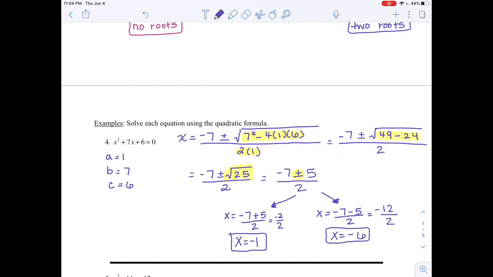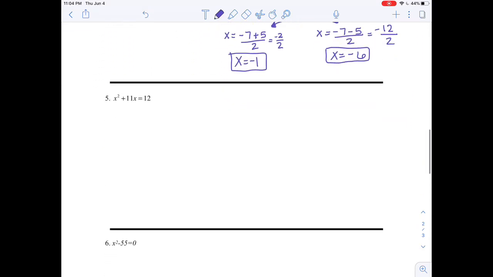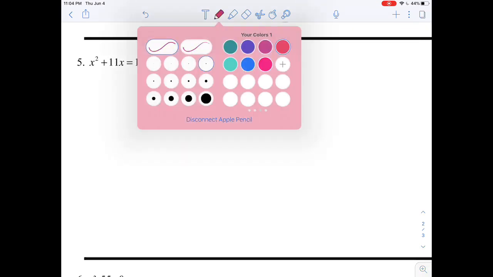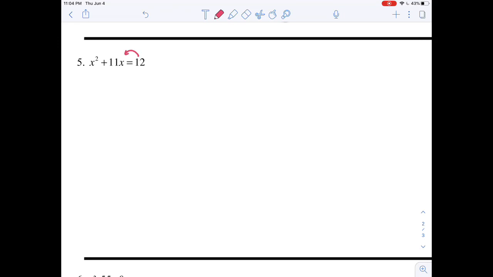Okay, for question number 5, we're going to use our quadratic formula again. This time we do not have standard form. So let's begin by moving this 12 to the other side by subtracting it. So now we have standard form, x squared plus 11x minus 12 equals 0. We can pick out A, B, and C. So here A is 1, B is 11, and C is -12.